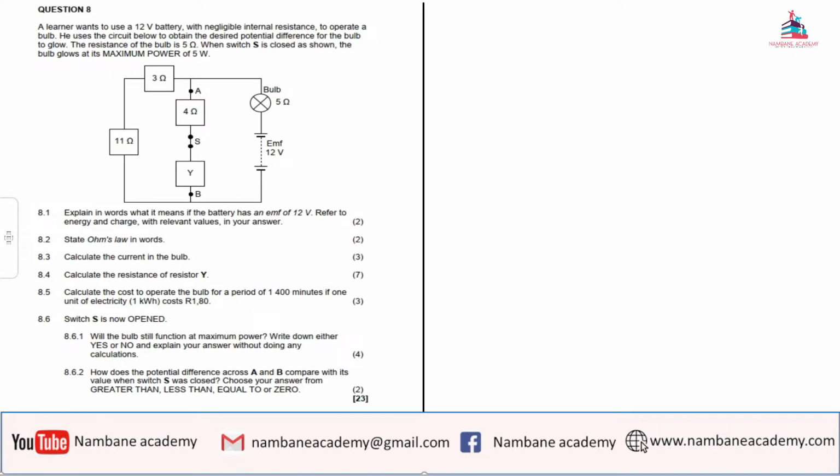A learner wants to use a 12-volt battery with a negligible internal resistance to operate a bulb. He uses the circuit below to obtain the desired potential difference for the bulb to glow. The resistance of the bulb is 5 ohm. When switch S is closed as shown in the diagram, the maximum power is 5 watts. So where is this maximum power? The maximum power is actually at this particular bulb of ours.